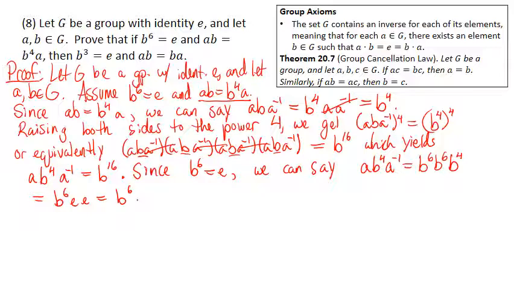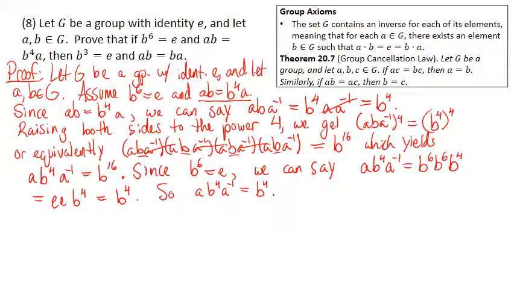Oops, excuse me, this should be actually a 4, right? And so this should have been actually e there, and then e there, and then b to the 4th there. Okay, sorry about that. So that is going to be b to the 4th. Okay, so what we have so far is we have a b to the fourth, a inverse equals b to the fourth.